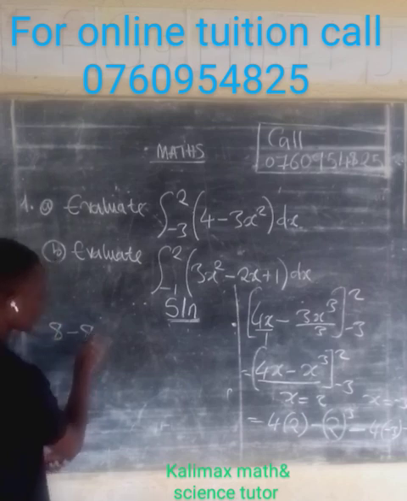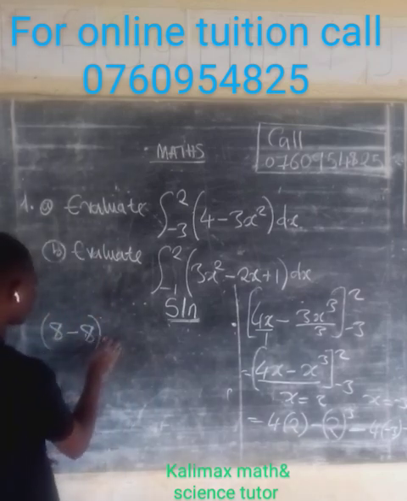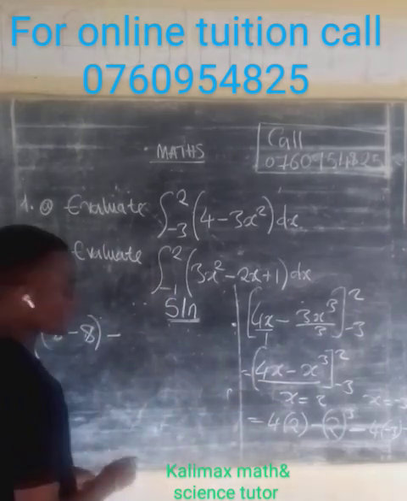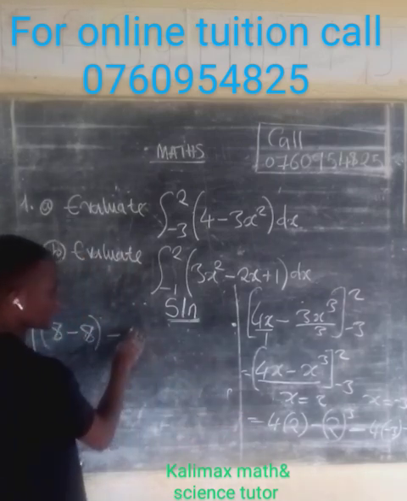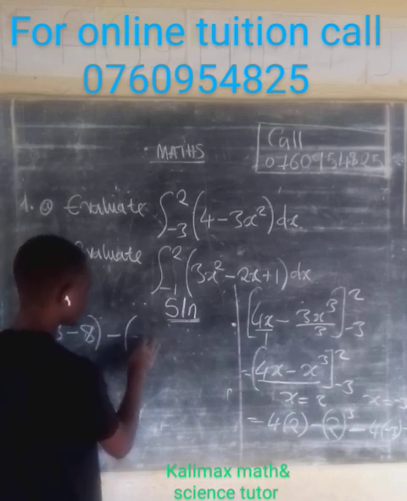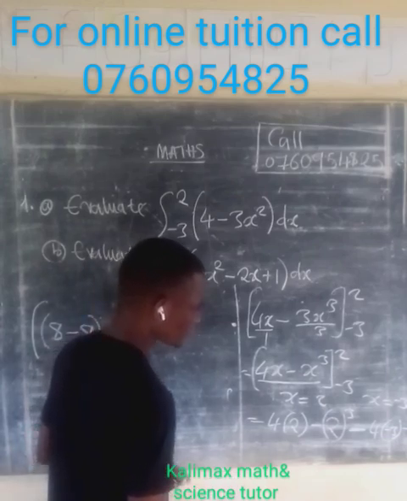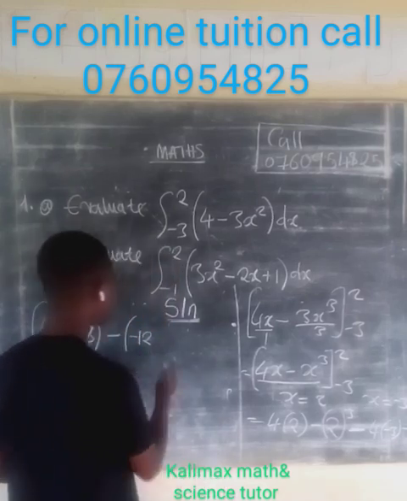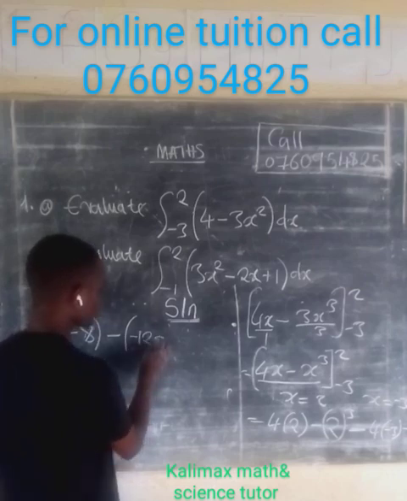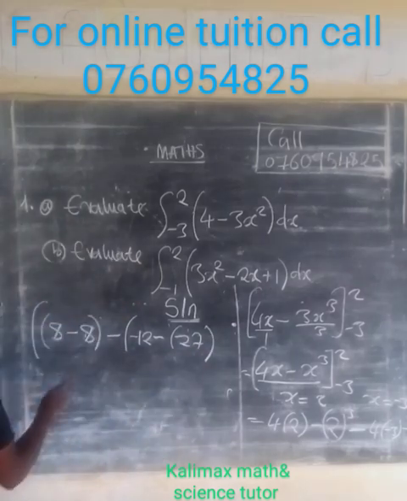Minus, minus, we have minus that negative 4 times 3, that is minus 4 times negative 3, that is negative 12. Negative 12. Okay? And again, negative, open bracket, this 3 minus 3 or negative 3 power 3, that is negative 27. Okay? Negative 27. Write negative 27. Okay? So this is it.